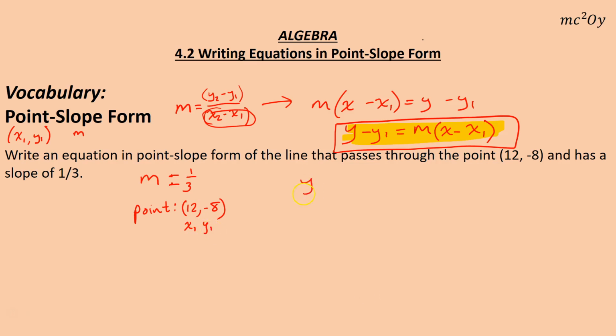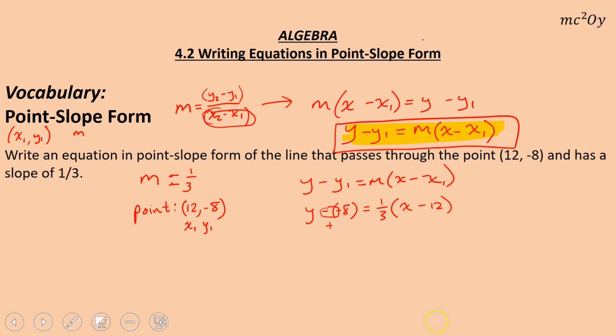And so just writing out our form, y minus y1 equals m times (x minus x1). Substituting the values in, that's y minus negative 8 equals m, which is 1/3, times (x minus 12). Now be careful when you have these double negatives. Anytime you have that negative, that's going to give you a plus right there. So it's really important that you substitute things into formulas using parentheses.